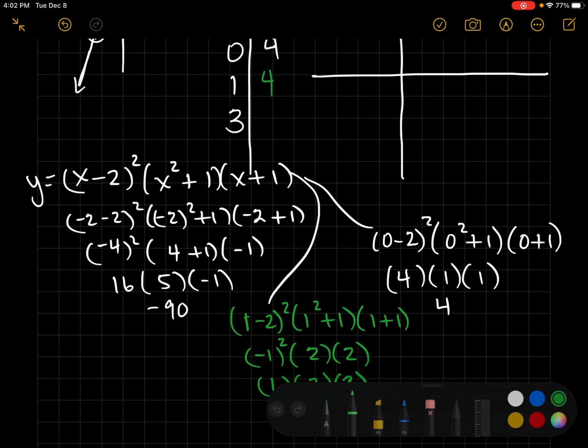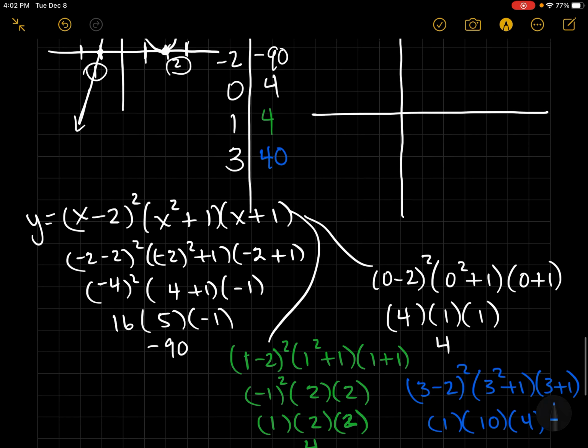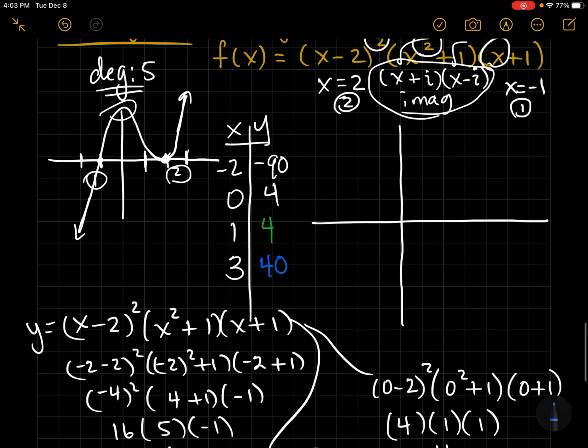And if I plug in 3, I can already tell I'm probably going to get a pretty juicy number. So if I plug in 3, I get 3 minus 2 squared, 3 squared plus 1, and 3 plus 1. So 1 squared is 1, that's 10, and that's 4. Yeah, I figured that was going to be pretty big.